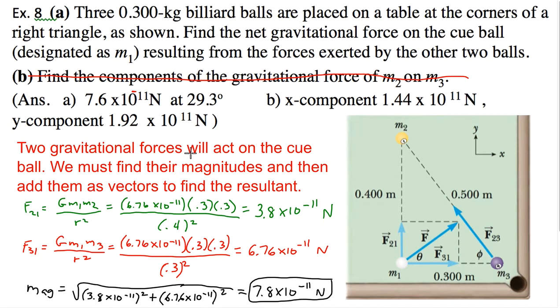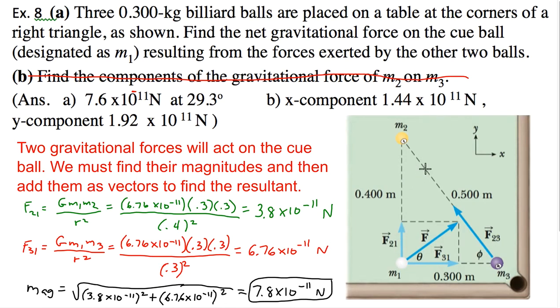So, first of all, two gravitational forces will act on the cue ball. We must find their magnitudes and then add them as vectors to find the result. And this is a simple matter of vectors, okay? We're just going to figure out the amount of force that the balls exert on the cue ball, and then find the magnitude of that force by solving them as vectors.